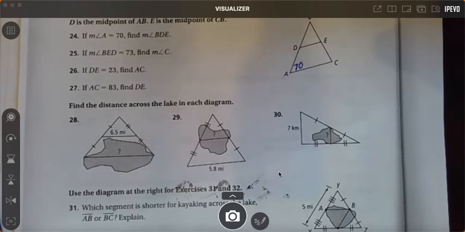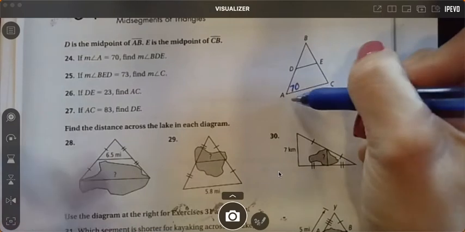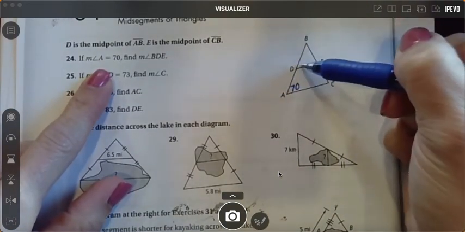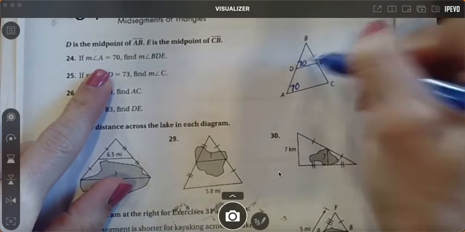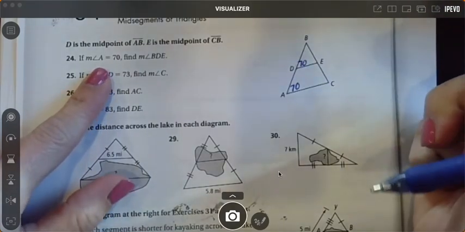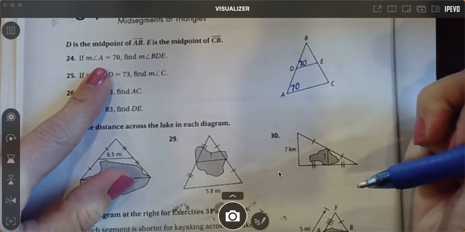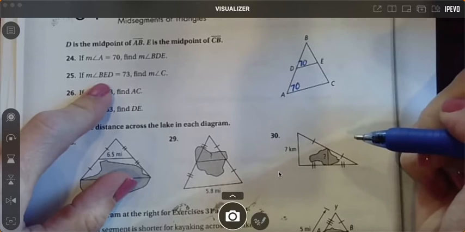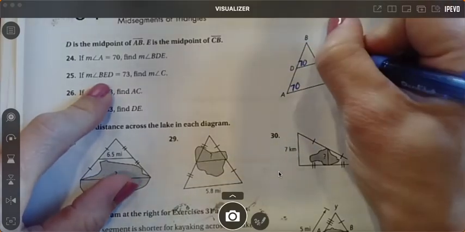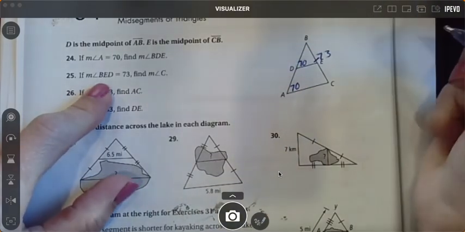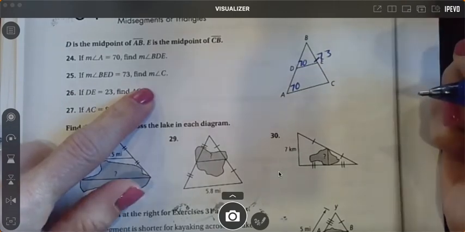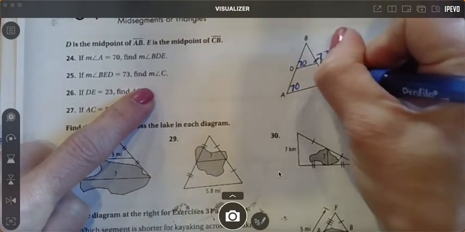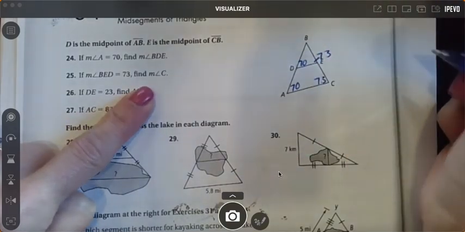All right. Basically, if this is 70, we know that this is a midpoint, but this is also going to be 70. It's there because the triangles are congruent, okay? Or kind of like the angles are. Okay, so let's look at BED. If BED is 73, this little angle right here is 73. What's the measure of angle C? Anybody tell me? 73. Okay. It's just something we're going to know.